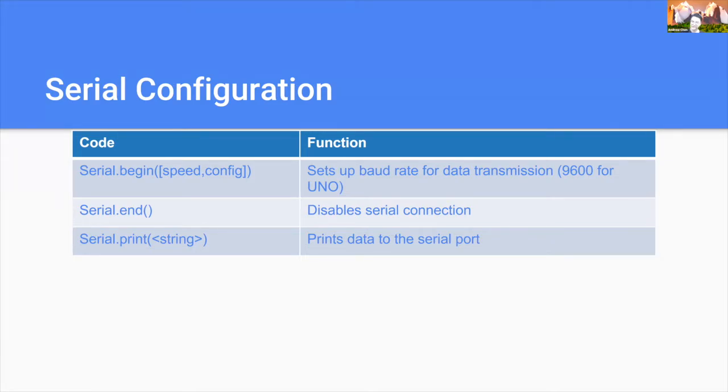Next, if you want to tether your Arduino Uno to your computer, you can use the serial configuration functions. So serial.begin is used to set the baud rate for a data transmission, and that by default is 9600 for the Arduino Uno. And use serial.end to terminate the connection with the computer. You can also use serial.print to print data to the serial port. So that would essentially transfer a line of input from your Arduino Uno to your computer.